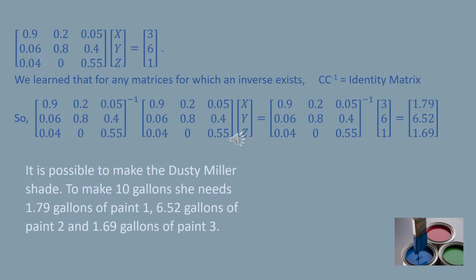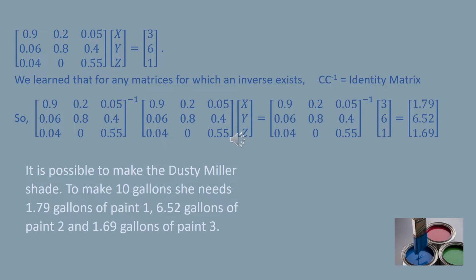If I do dot products across the rows and down the column, I will read this as 0.9 times x plus 0.2 times y plus 0.05 times z equals 3. That was our first equation. 0.06 times x plus 0.8 times y plus 0.4 times z equals 6 is our second equation. 0.04 times x plus 0 times y plus 0.55 times z equals 1 was our third equation.